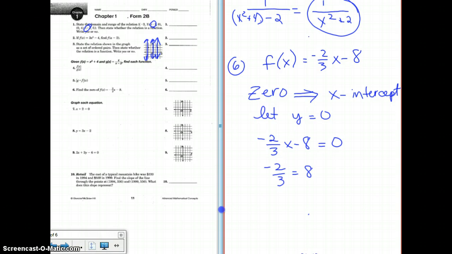I'm going to add 8 to both sides, and then multiply by the reciprocal since I have a fraction here, times negative 3/2. And I get x equals negative 24 over 2, which is negative 12. So my 0 is negative 12.